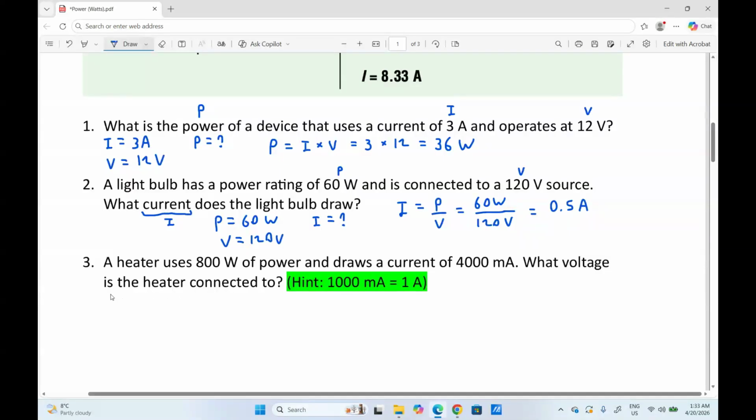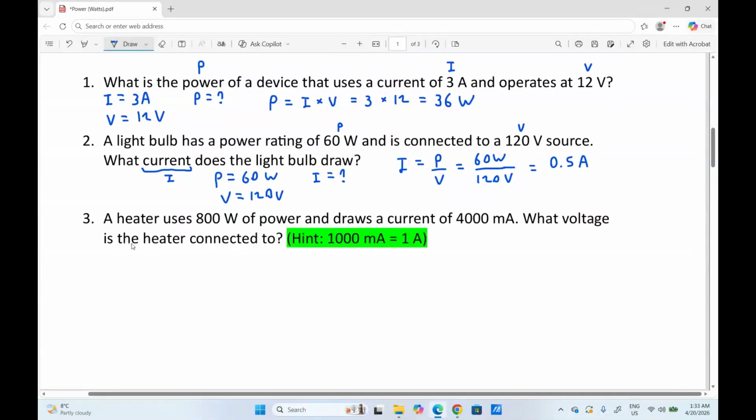Okay. Now, question 3, a heater uses 800 watts of power. So I know that this is power and I have it. And it draws a current of 4000 milliamps. So I have current. What voltage is the heater connected to? So I'm looking for voltage, it looks like.